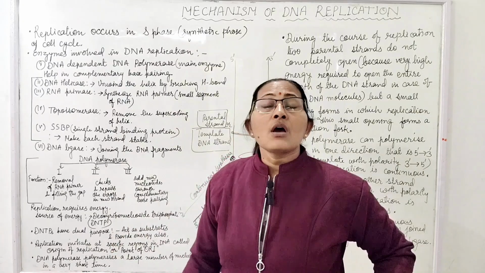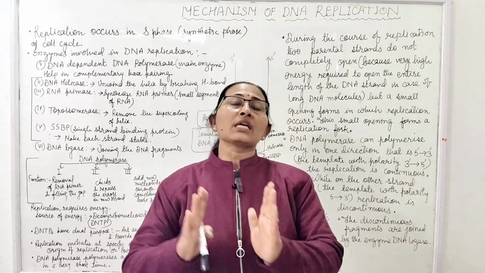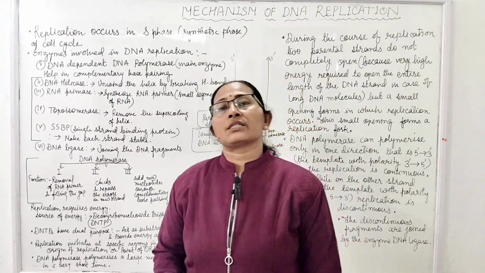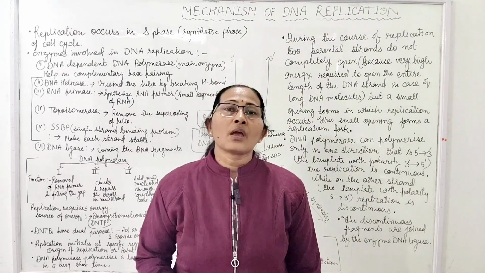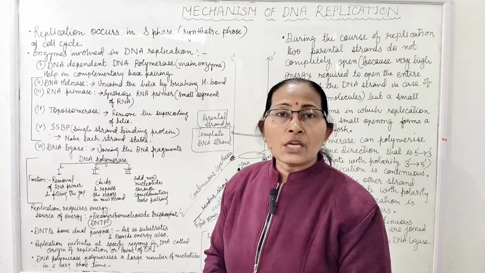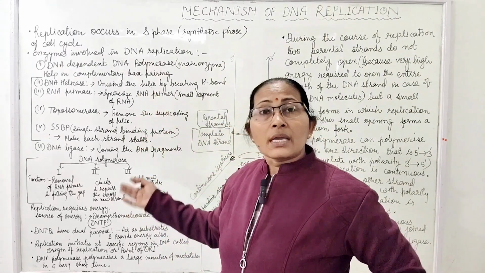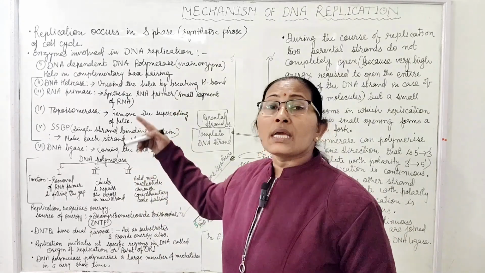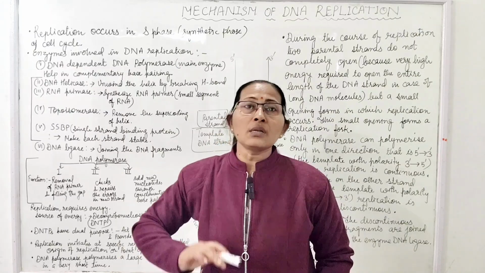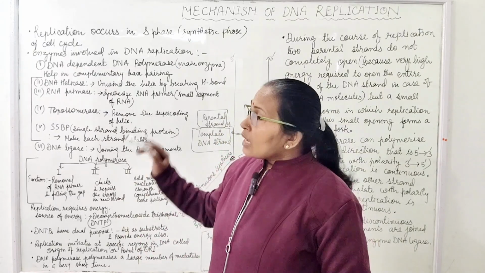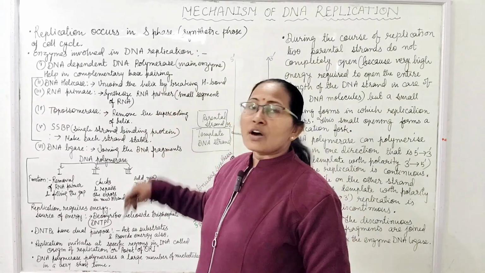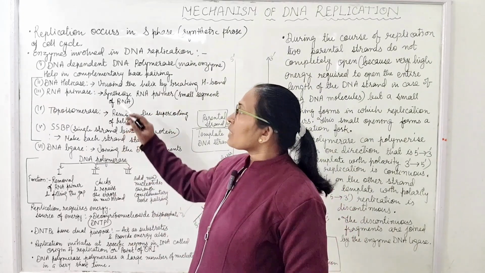Replication occurs in S phase, but for making a duplicate copy of the DNA, what is needed? Enzymes are needed, energy is needed. So which types of enzymes are needed for the replication? These are the enzymes involved in DNA replication. Without these enzymes, DNA replication is not possible. We must know the function of these enzymes.